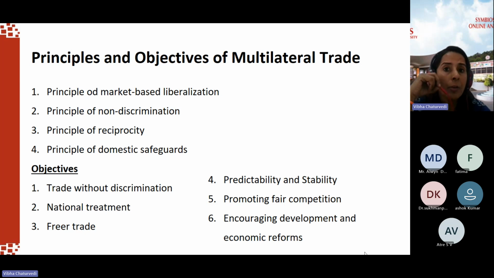Freer trade: the whole idea or objective of a multilateral trading system was to promote and ultimately have free trade, which means absolute free movement of goods, services, capital, and labor in the entire world. There should be no restrictions. But you see how US is bringing about very stringent restrictions to the movement of labor into its country by changing its visa rules, norms, and regulations. So it is against the objective of multilateral trade.